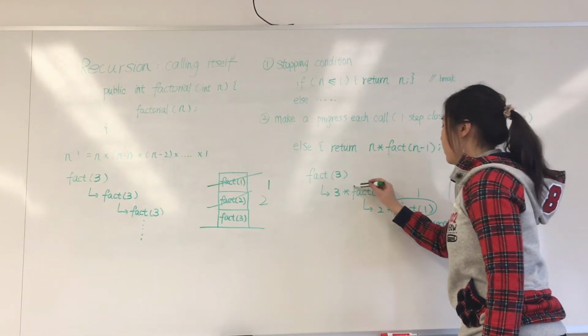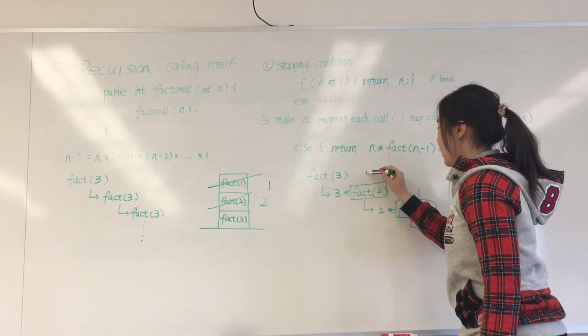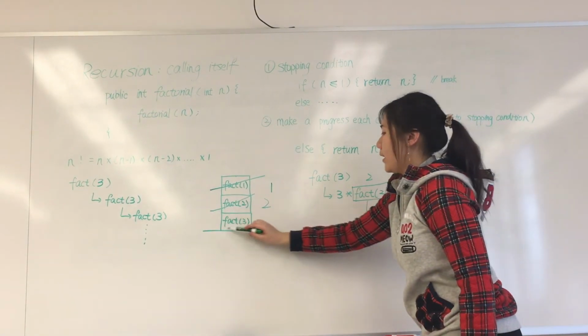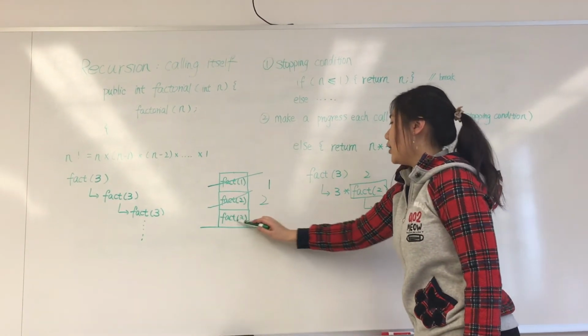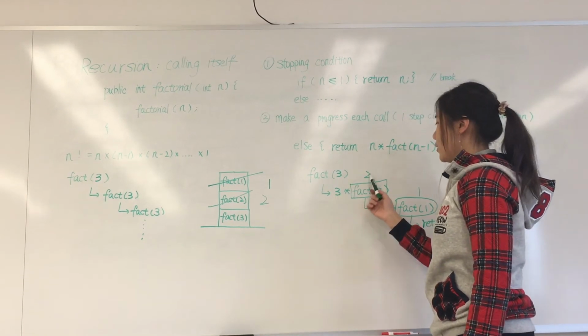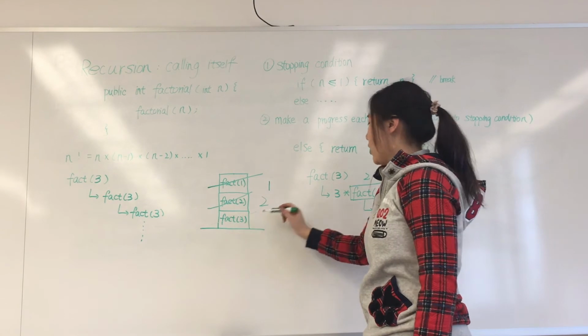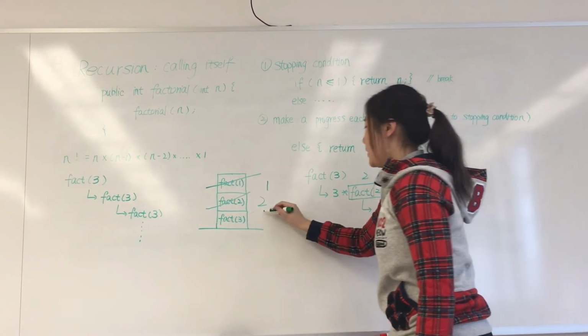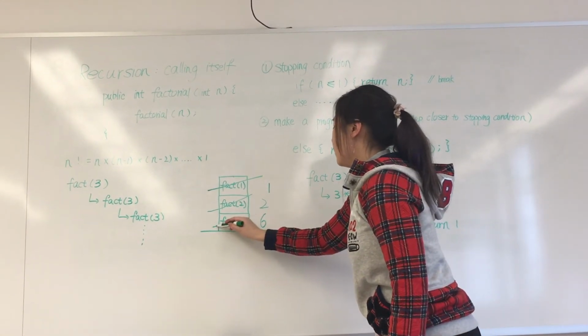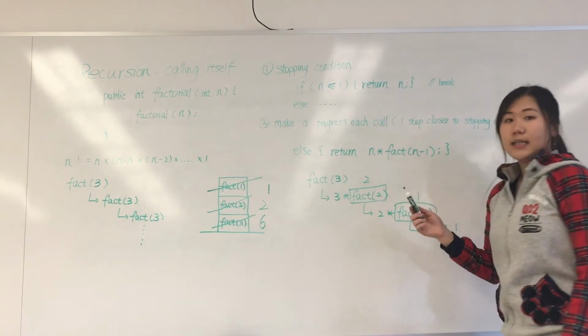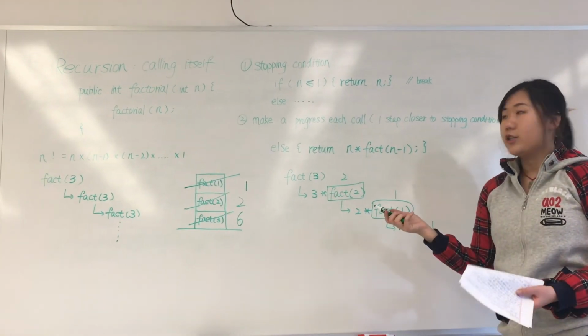And right now we're back in our factorial 3 function call. And here it says we're going to return 3 times 2. So it will pop out this function call and return 3 times 2, which is 6. So basically, that's how a recursive function works.